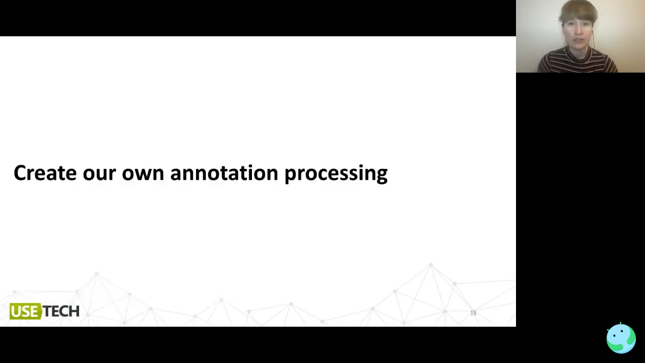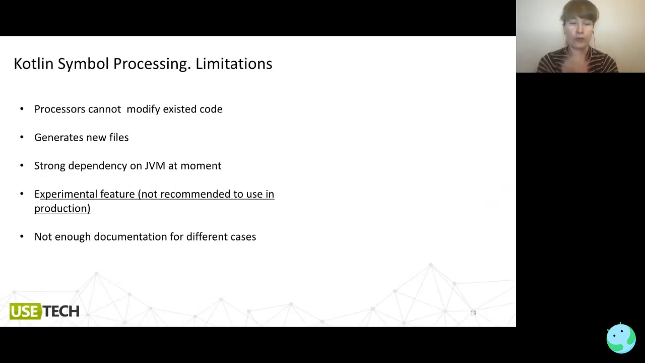So let's talk about how to create our own annotation processing. At first, let's talk about the limitations of using Kotlin Symbol Processing. Processors cannot modify existing code. Yes, we know it, and the same goes for the Kotlin annotation processing tool. It generates new files. But there is a strong dependency on the Java virtual machine at the moment. So yes, it's a solution for multi-platform, but now it depends on Java. And once again, it's an experimental feature.